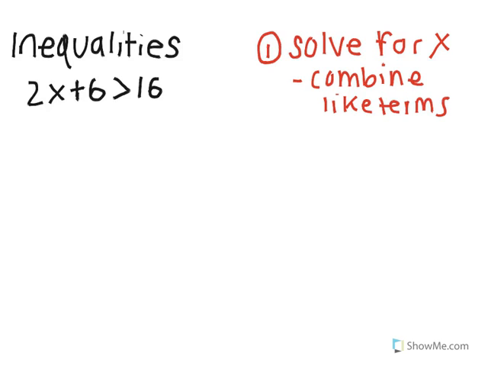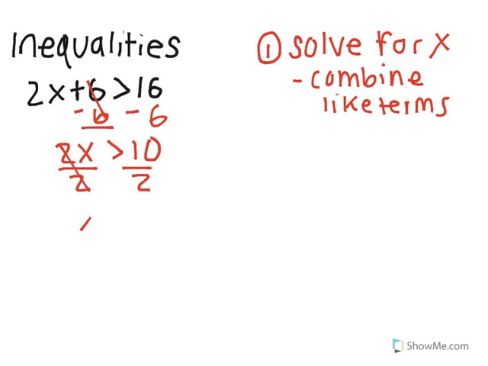6 and 16, because neither of them have x's, so I'm going to subtract 6 from both sides so I can cancel that out. 2x is greater than 10. Now we're going to just isolate x on its own, divide by 2, and x is greater than 5.